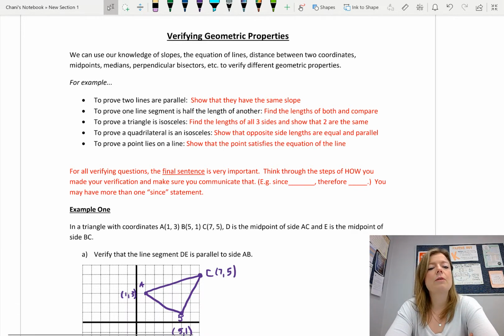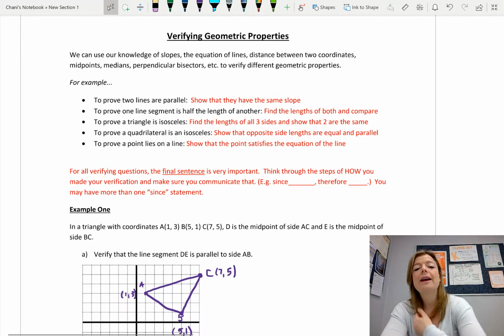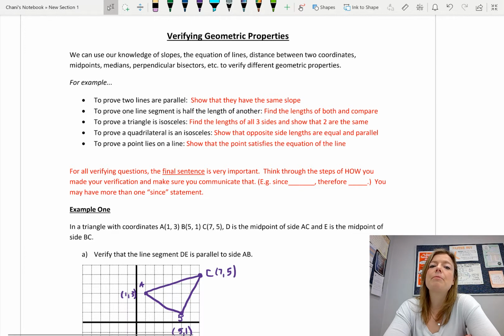To prove that a quadrilateral, that should not say isosceles, that should say is a parallelogram, we show that opposite side lengths are equal and that they're parallel. To prove a point lies on a line, we would show that that point, when we put it into the equation, satisfies that equation. That proves that the point is on the line. So you get the idea.